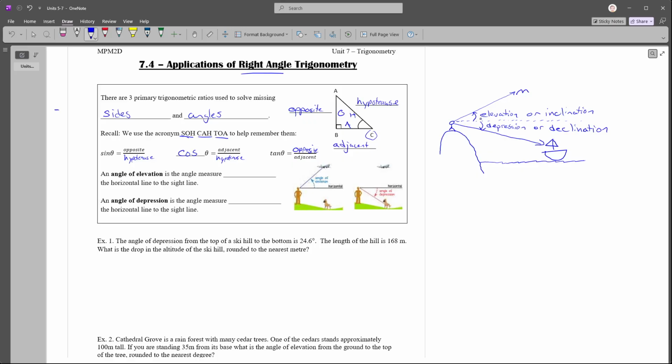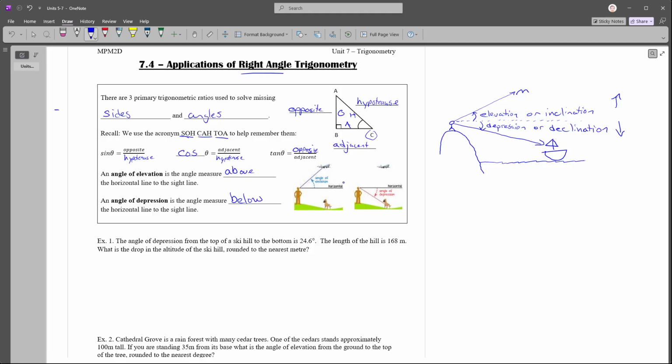So it just means the angle relative to that horizontal line. Are you looking up or are you looking down? This is when you're looking up, and this is when you're looking down. Okay, so just to formalize these, the angle of elevation or inclination is the angle measured above the horizontal line to the sight line. And the angle of depression is the angle below the horizontal line to the sight line. Now, I purposely drew this picture over here because depending on your photocopy of your course notes, this picture may not actually be all that clear to see.